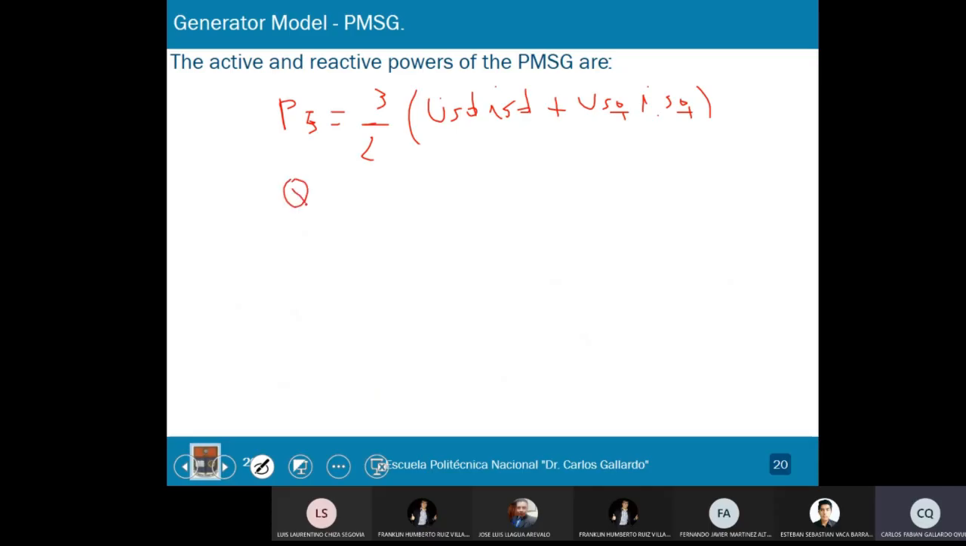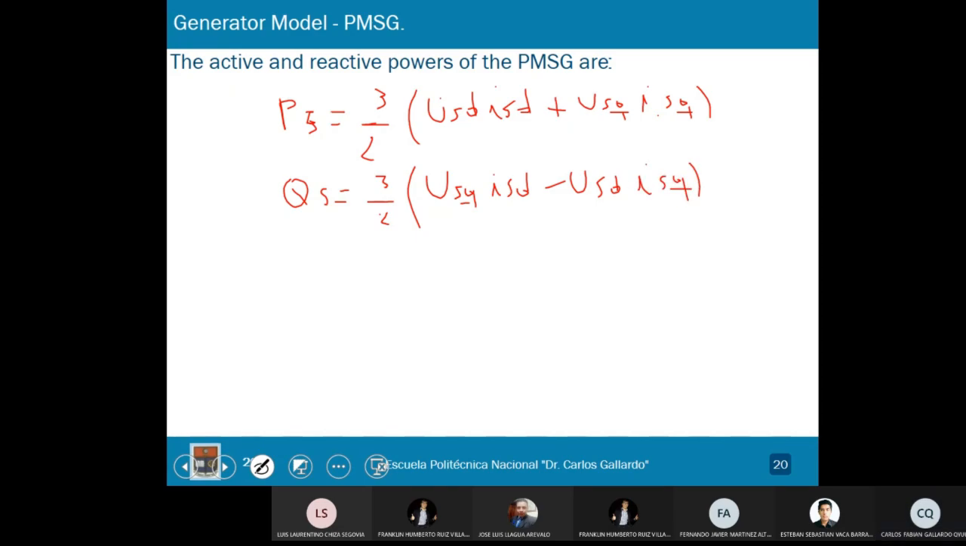What about the reactive power? For the reactive power, I will have 3 over 2 times, in this case, the stator voltage on the Q axis times the stator current on the D axis, minus the stator voltage on the D axis times the stator current on the Q axis.